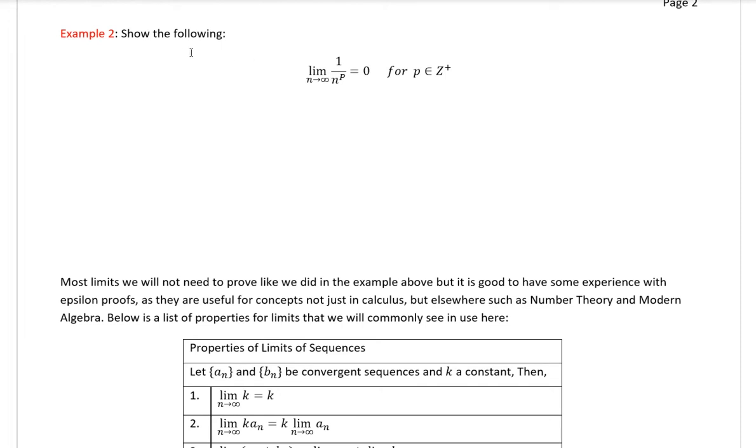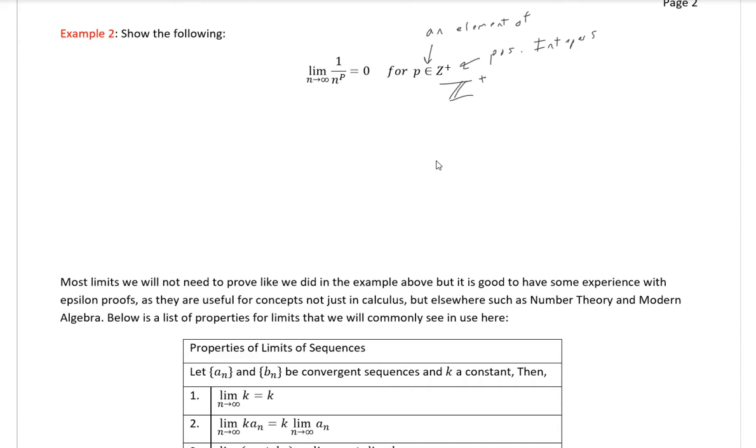Okay, so we have: show the following. We have the limit as n approaches infinity of 1 over n^p equals 0, for p a positive integer. That's what this means: p is an element of, and this is the positive integers. You've probably seen me use that Z before. Z typically means integers, although it usually looks like this, and then putting a positive sign above it means positive integers themselves. So 1, 2, 3, 4, etc.